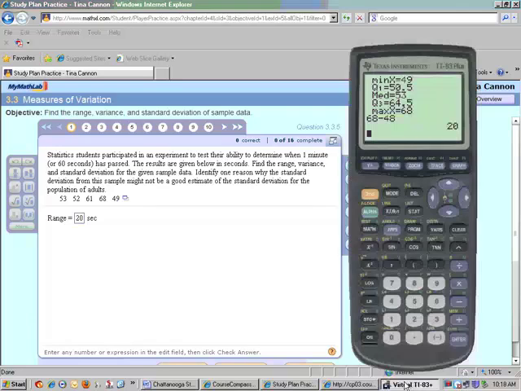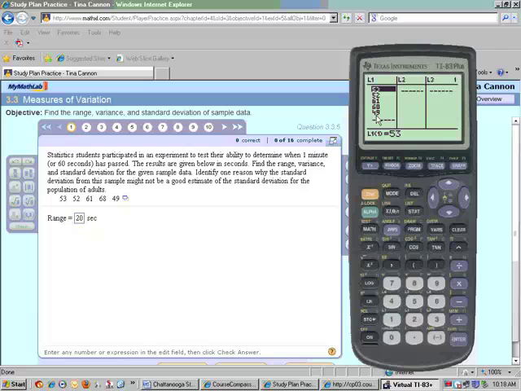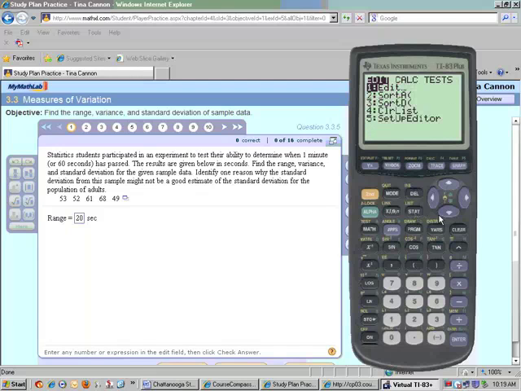So let's go back to our calculator and make sure I typed in everything correct. I have 53, 52, 61, 68, 49. So my range is the high value minus the low. So my high value in my list was what, 68, and my low is 49. So second quit, 68 minus 49. I get 19. Oh, I made a mistake. So let's go back and push this again, make sure I didn't do. And sometimes this happens. You have to double check yourself and see what's happening.